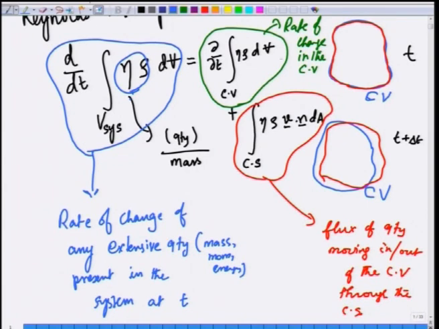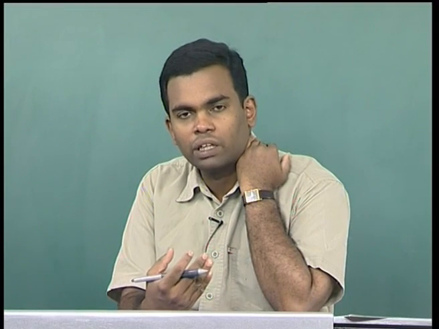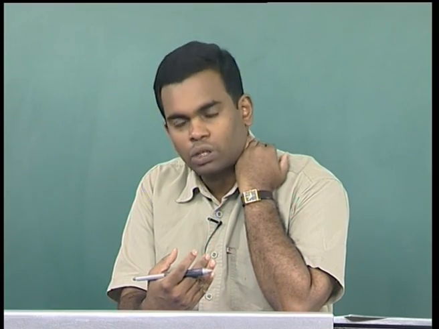The same interpretation, but here instead of integrating over the system, which is a function of time, we are integrating over a CV, which is a fixed region in space, and this is the flux term. The interpretation is as follows: V dot n is the normal component of the velocity at the control surface, times dA is the normal volumetric flow rate of the fluid, times density is the mass flow rate, times the quantity per unit mass will give you the rate at which any quantity such as mass, momentum or energy is entering or leaving the CV through the control surface.